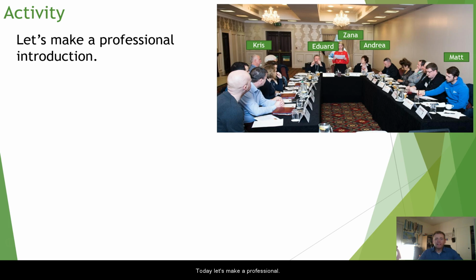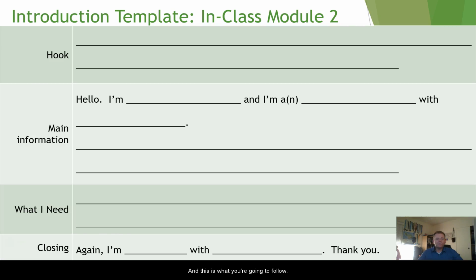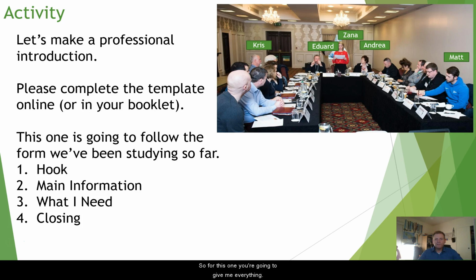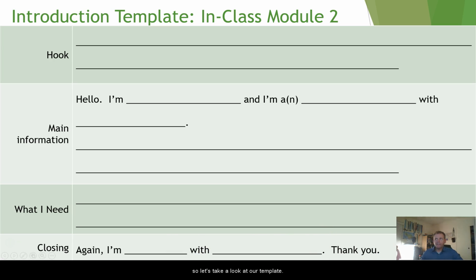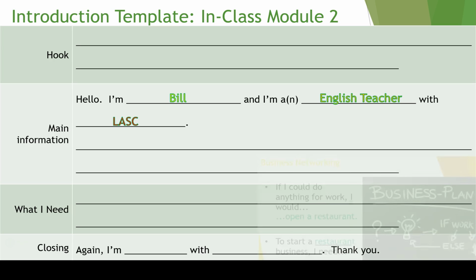For today, let's make a professional introduction. You have a template in your booklet, and this is what you're going to follow. So for this one, you're going to give me everything. You're going to do the hook, the main information, what you need, and the closing. So let's take a look at our template, and I'll disappear for this one. So first, you need your name, your job, and your company or business. In this example, I'm Bill. I'm an English teacher at LASC, and I'm going to copy that again in the closing.